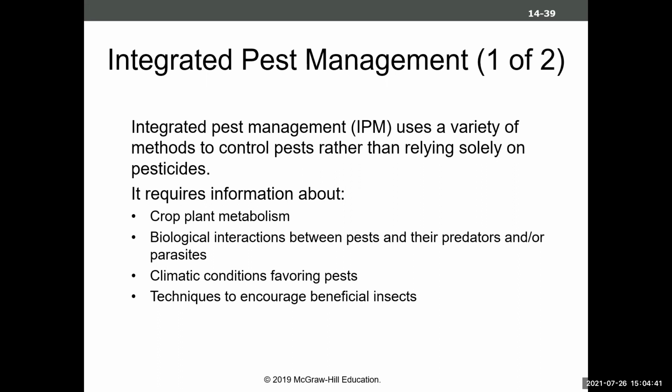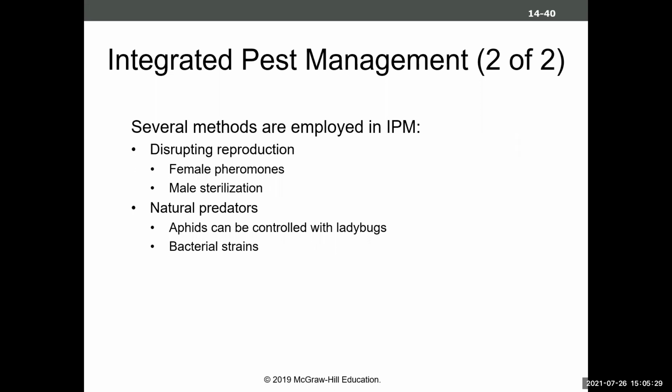There's also integrated pest management, where you're using a variety of methods other than just pesticides to control pests. So for this, you have to be very knowledgeable about the crops that you're growing, and you have to be knowledgeable about the food web interaction, so the biological interactions between pests and predators. Know what plants favor the predators of the pests and what plants house specific pests, and then you can interweave crops and plants together to generate this biological food web that's going to kind of control itself. You want to understand the environmental conditions that favor pests, and then techniques to encourage the beneficial insects that are going to come in and help get rid of those pests.